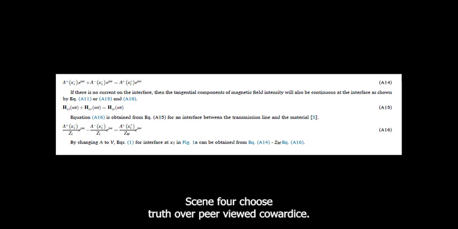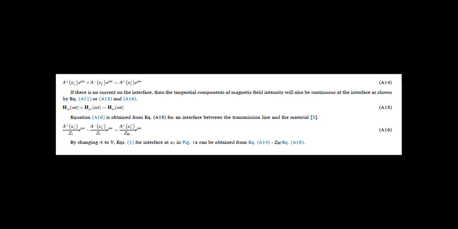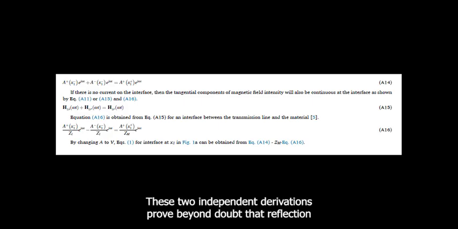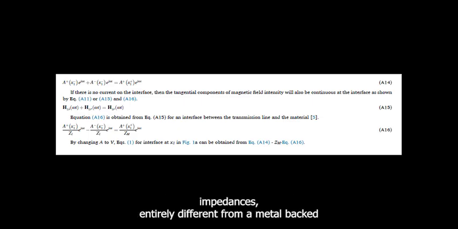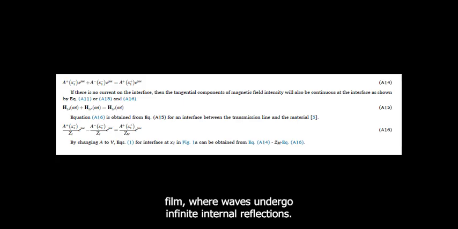Scene 4, Choose truth over peer-viewed cowardice. These two independent derivations prove beyond doubt that reflection coefficients at an isolated interface are determined purely by characteristic impedances, entirely different from a metal-backed film where waves undergo infinite internal reflections.